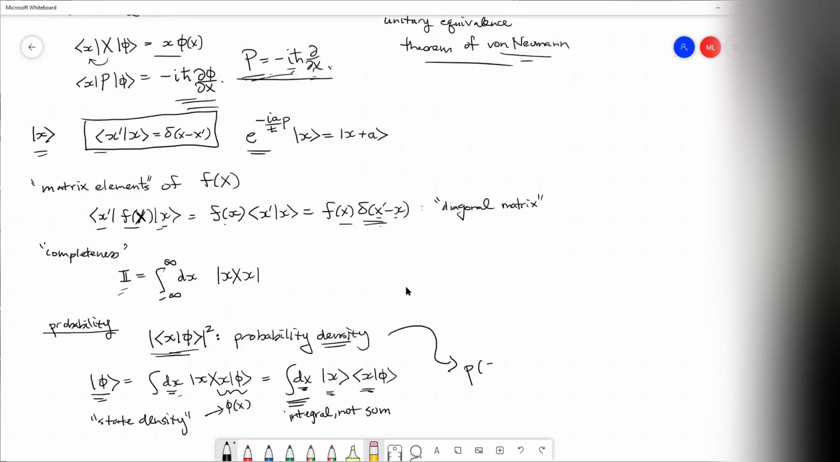From here, you can calculate various things, like the probability of a particle living in an interval, x in some interval from a to b. The probability of that is going to be the integral from a to b of dx |φ(x)|². So it gives you a probability density. You have to then integrate up to get a proper probability, which satisfies the rules of probability. It's between 0 and 1, and so on and so forth.